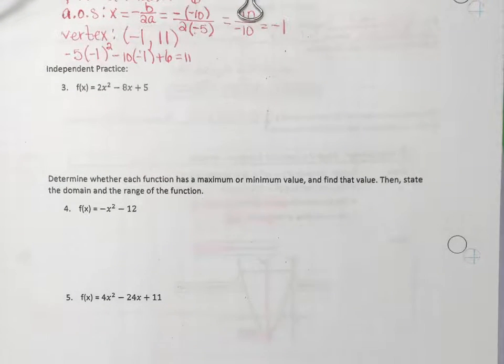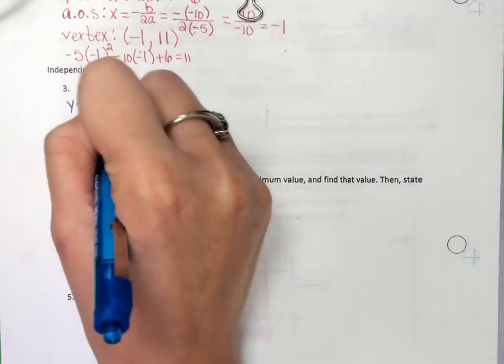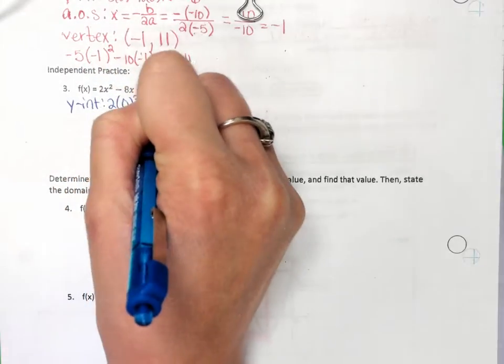So look at number 3. You ready? What was the very first question from yesterday that it told us to do in part A? Find the y-intercept, right? And when you find the y-intercept, what number are you really plugging in for x? 0. Okay, so y-intercept is 2 times 0 squared minus 8 times 0.